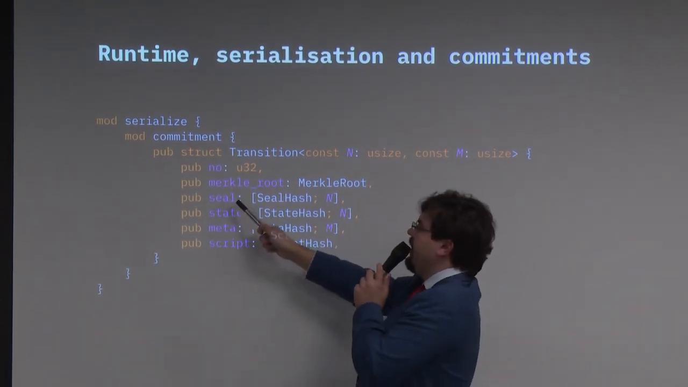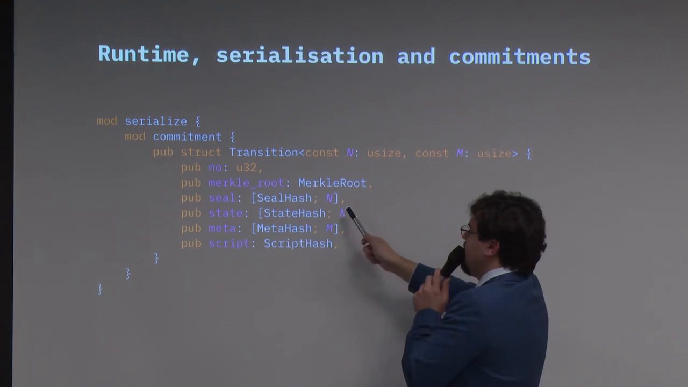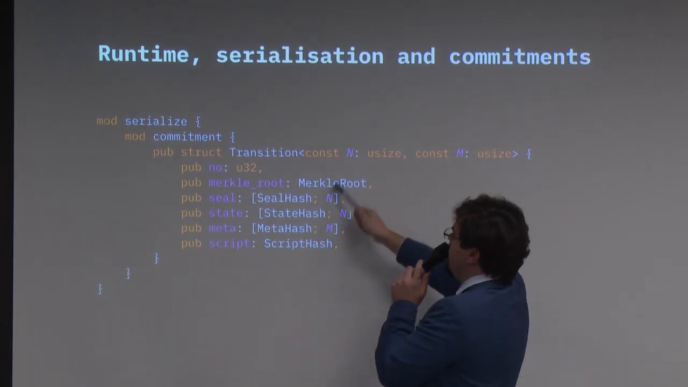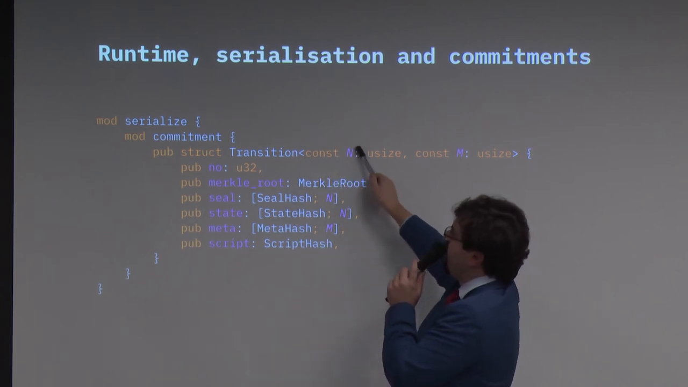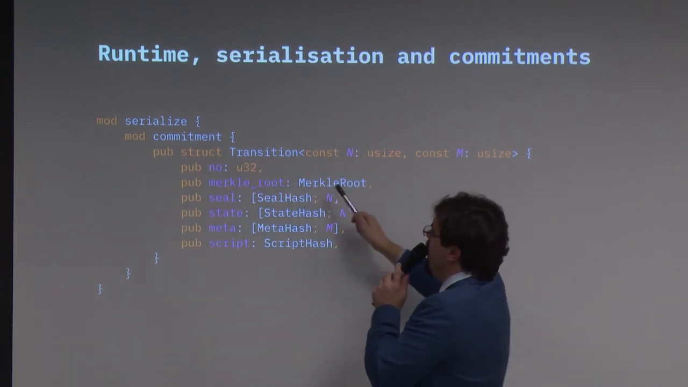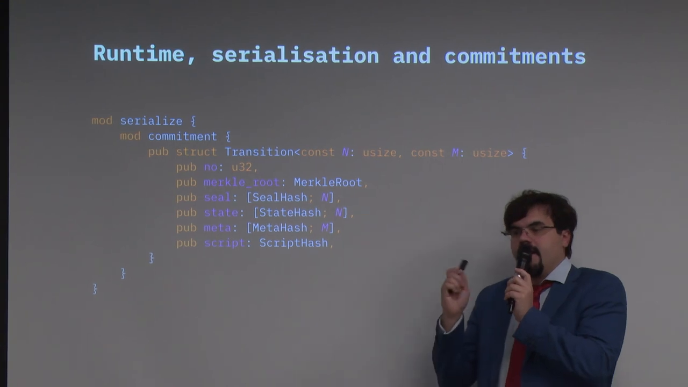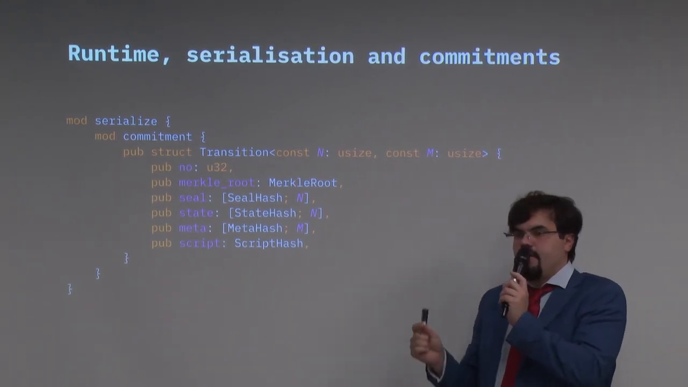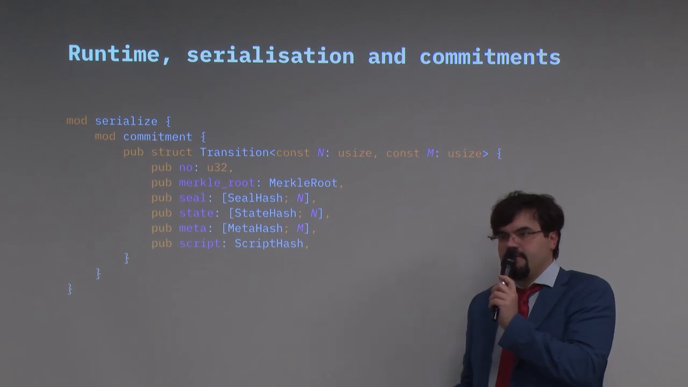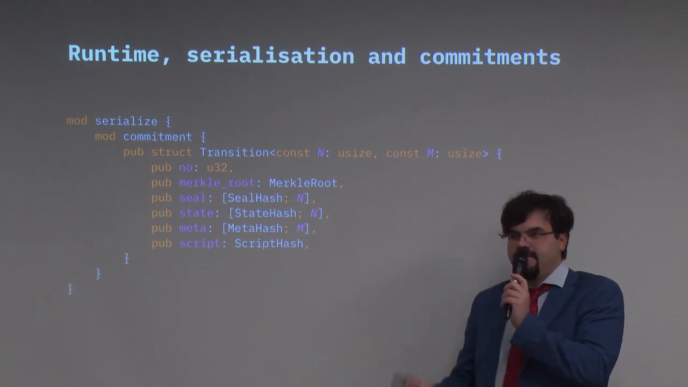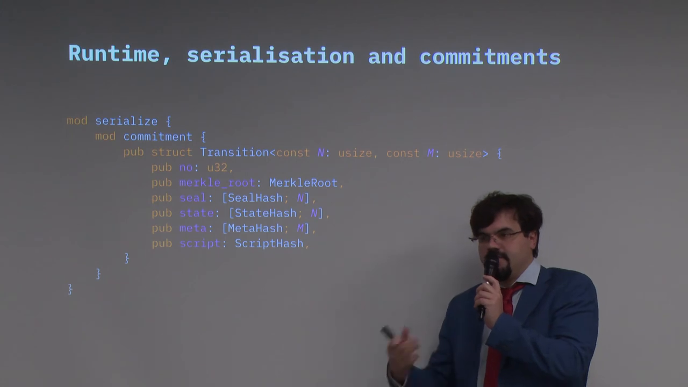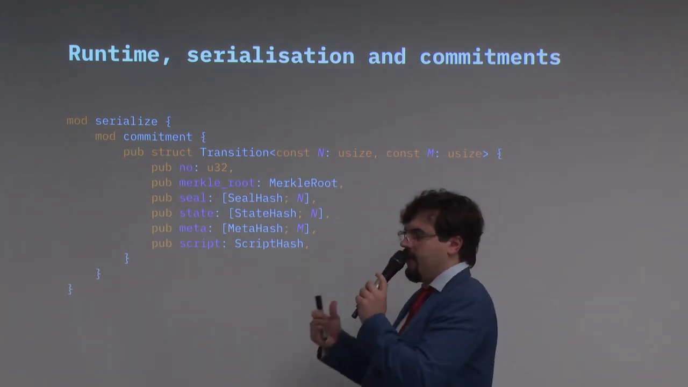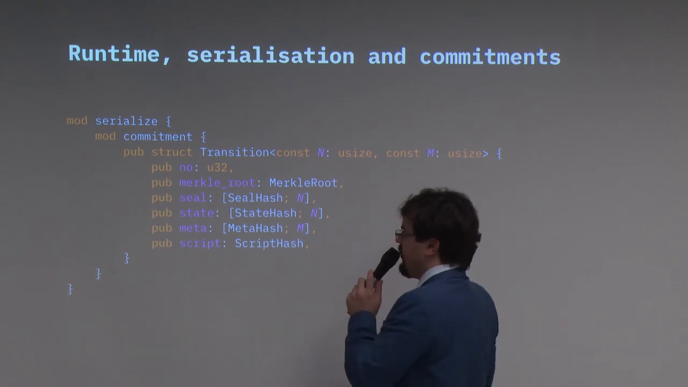There will be a list of seals organized as a fixed length array. And this is a generic type parameter coming from the definition of the structure, meaning that state transitions defining different numbers of seals will be different types. If you have five seals, it is a type of state transition with five seals, defined at the compiler level, at compile time, not at runtime.